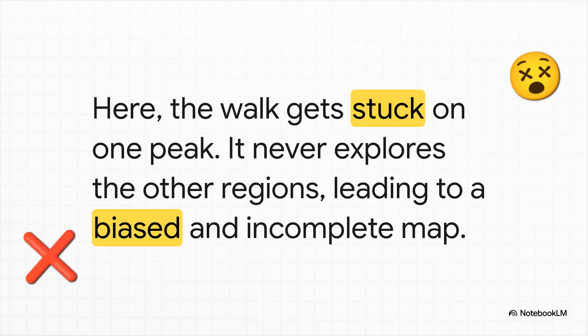But, and this is a big but, if you get the settings wrong, say your steps are too tiny, you get this. The walker finds one peak and just gets stuck there, pacing back and forth. It never discovers that whole other part of the landscape. And that means your final map is biased, incomplete, and frankly, pretty useless. So how you design the random walk matters a lot.